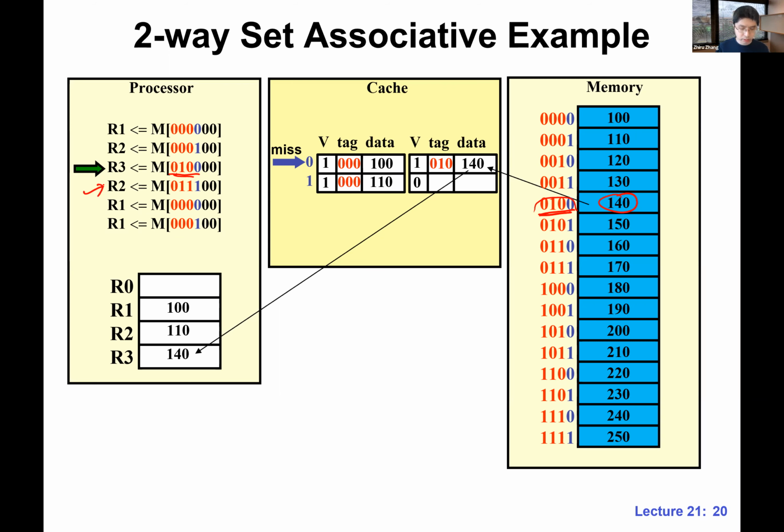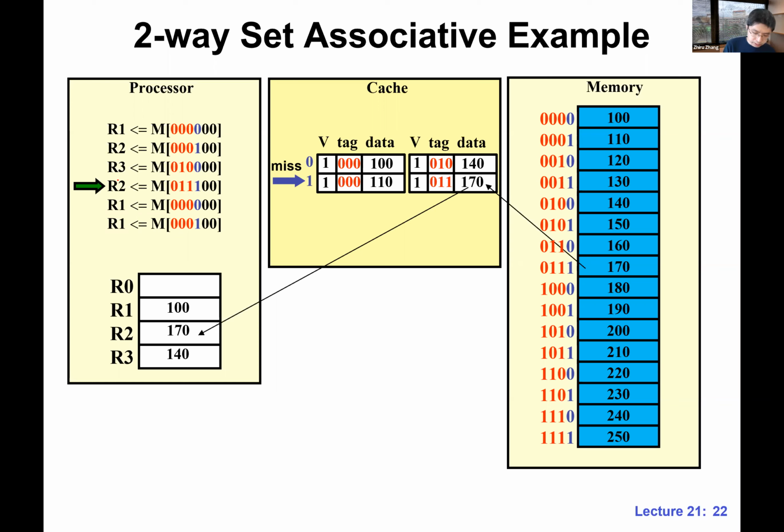Is it a miss or hit? You want to read into R2 again, not read R2. You actually write R2. It's also a miss, because this is also a brand new memory block address. So the next one is also a miss, and we put the corresponding memory block into cache set 1. There's an empty way which we can use. We put 170 there. All right.